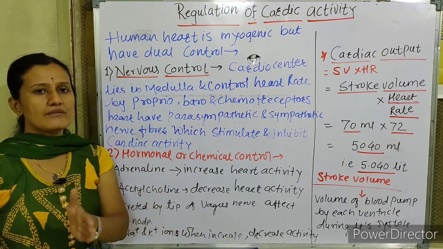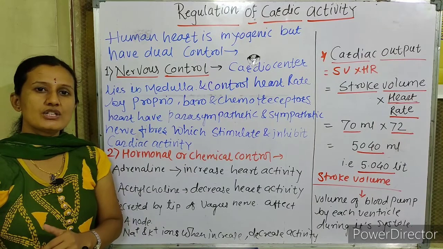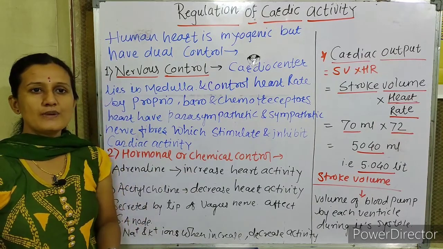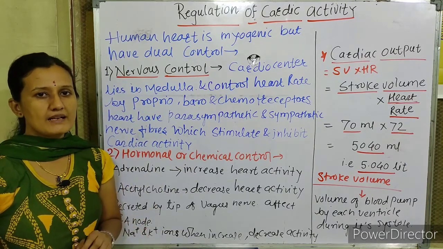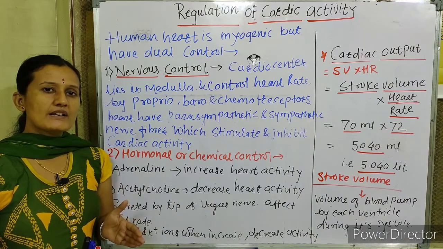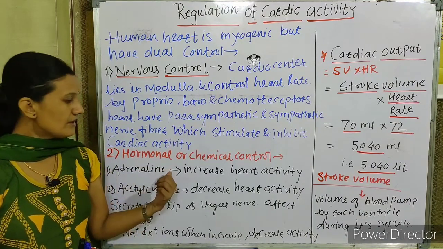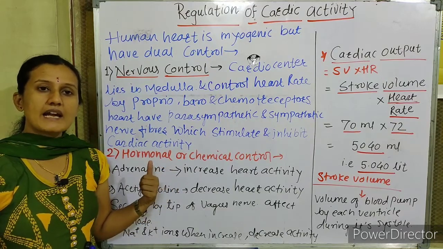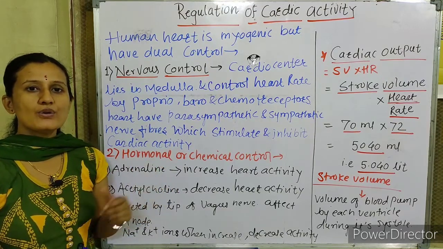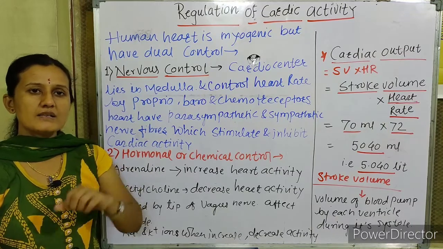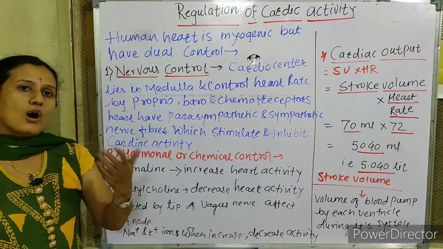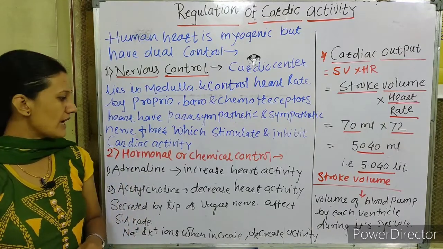Some glands do not have ducts to transport their secretion, therefore they pour their secretion directly into blood. They are called endocrine glands, and endocrine gland secretions are hormones. That means the cardiac activity is also regulated by endocrine glands. The master endocrine gland is the pituitary gland and it controls all the activity of other endocrine glands.